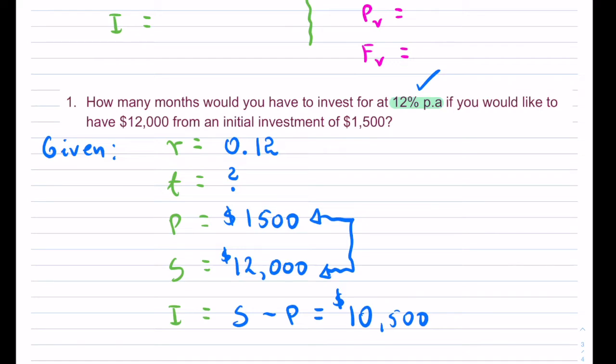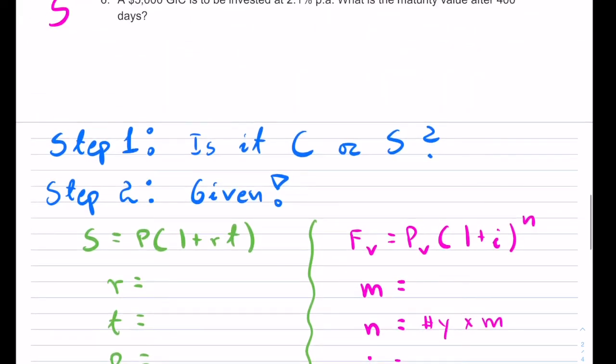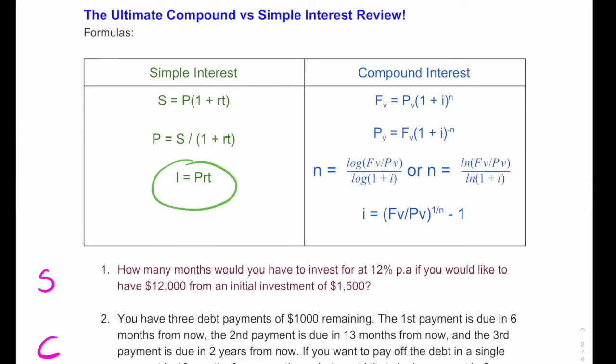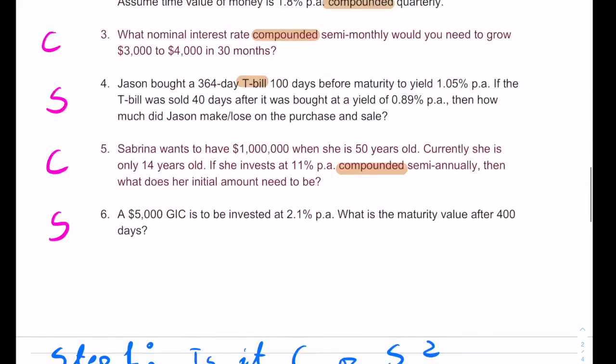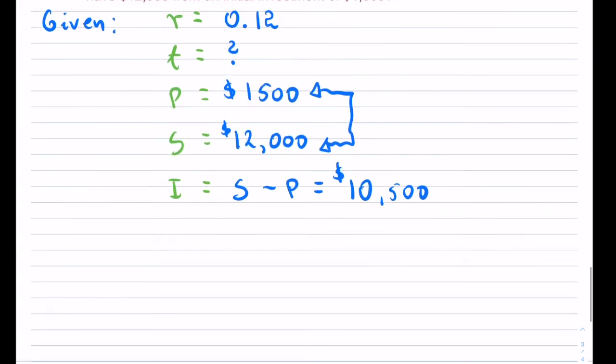Now, which tool do I use? Step number 3, you're going to be selecting your tools. Out of these S, P, and I equations, the easiest is to use this equation because I know P, and I know R. The only one that I do not know is T. So right here, I am going to use I equals P R T.